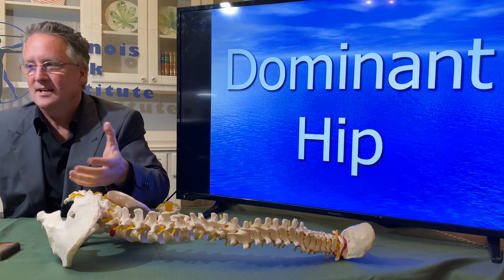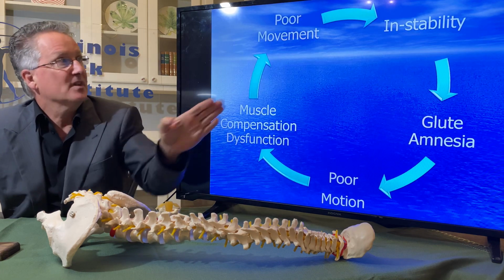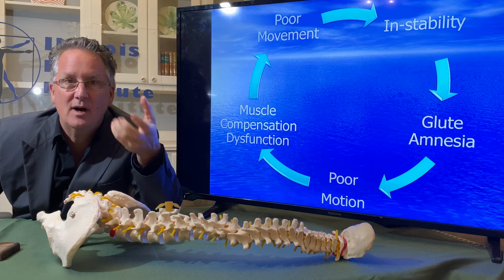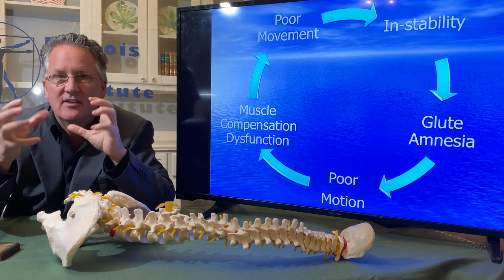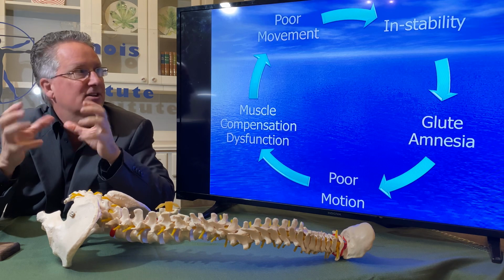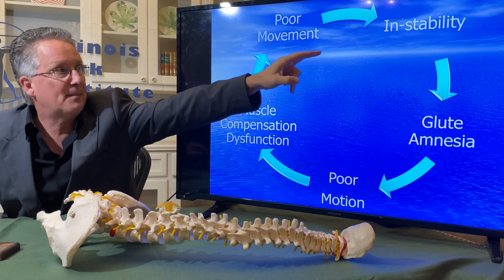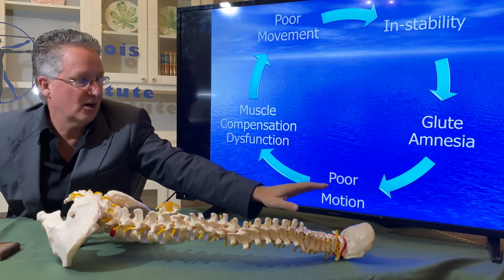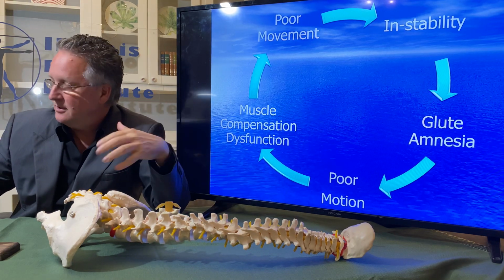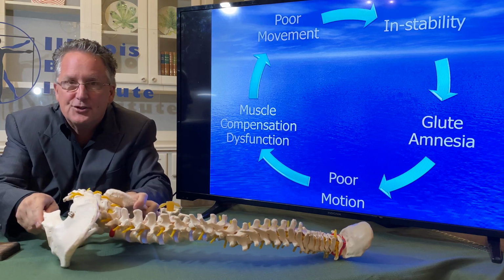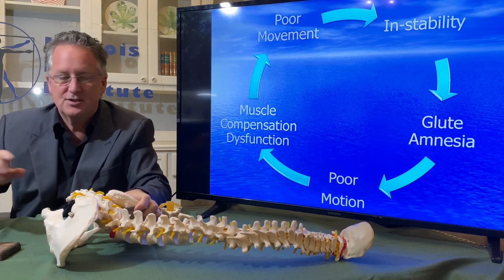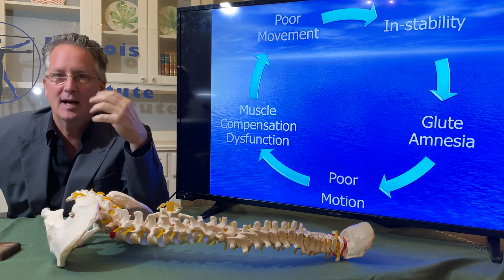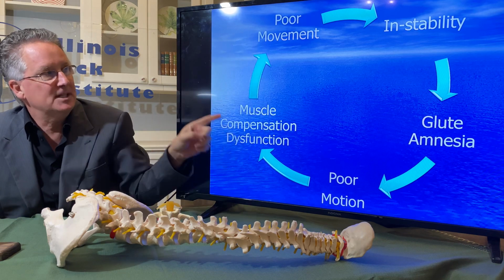It's like a bias, kind of like the bias of the spine. So you start to develop poor movement patterns. Why? Because one hip's not doing what the other hip is doing. One gets tighter than the other. One gets weaker than the other. That perpetuates the instability. You develop the glute amnesia from the guarding. You get poor motion. The joint doesn't work. And then the pelvis starts to shift because the pelvis can shift. It's 3 different bones, and then you get muscle compensation. And then the whole cycle continues.